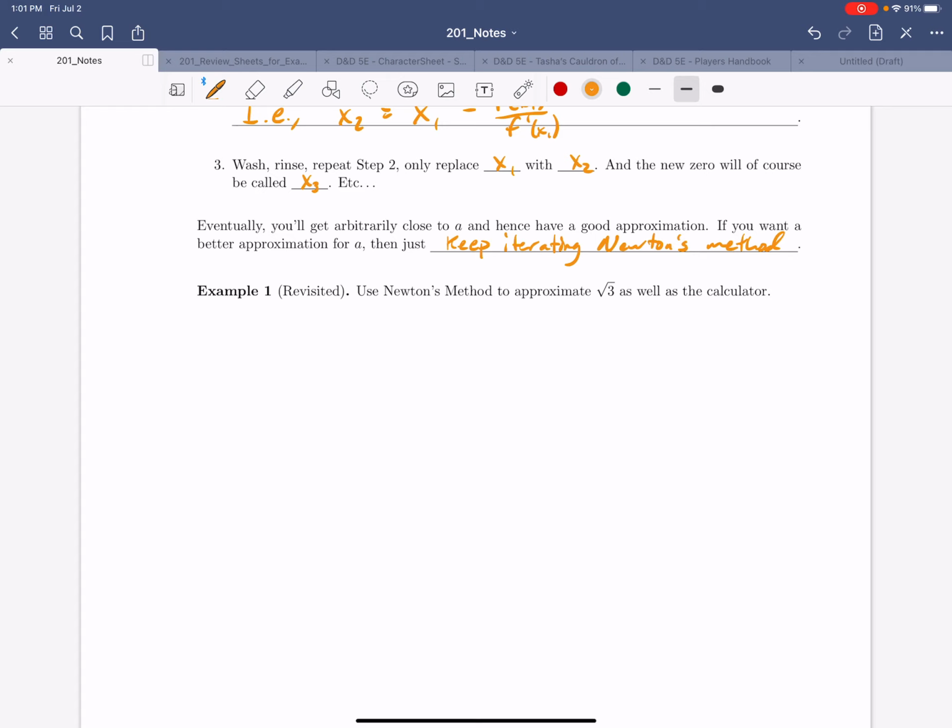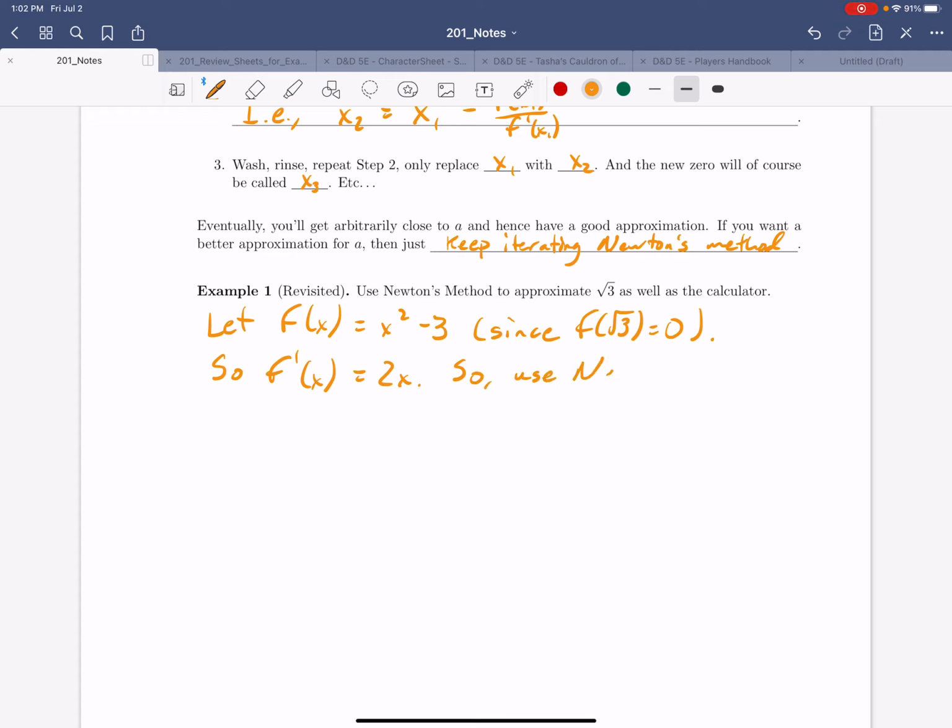So for starters, we're going to let f of x equal x squared minus 3, because we have to recognize that root 3 is the zero of this polynomial, right? And put that in parentheses, since f of root 3 equals 0. So, of course, let's just have this prepared since this is going to be in our formula. Note that f prime of x is going to equal 2x, okay? So, use Newton's method.